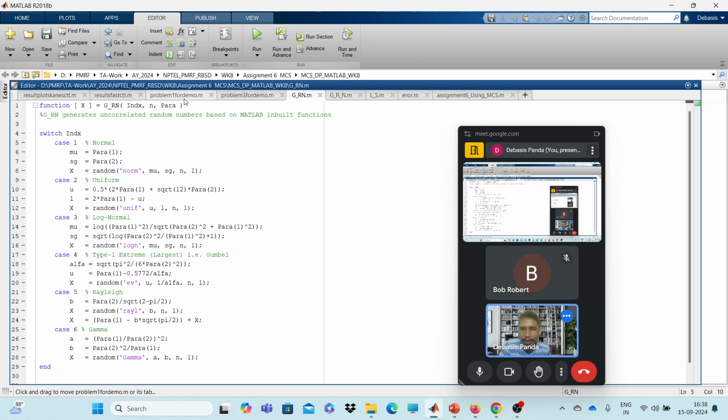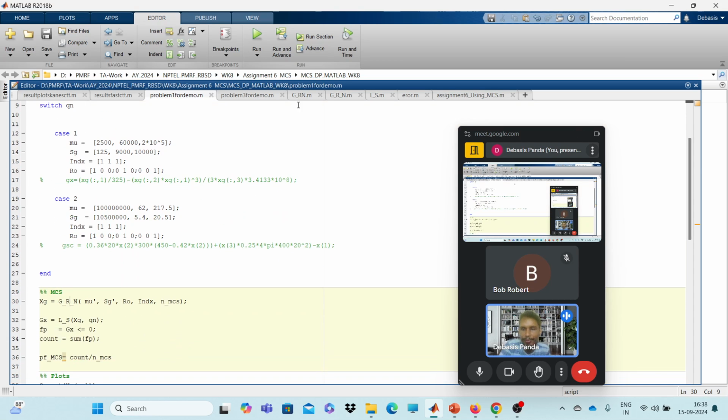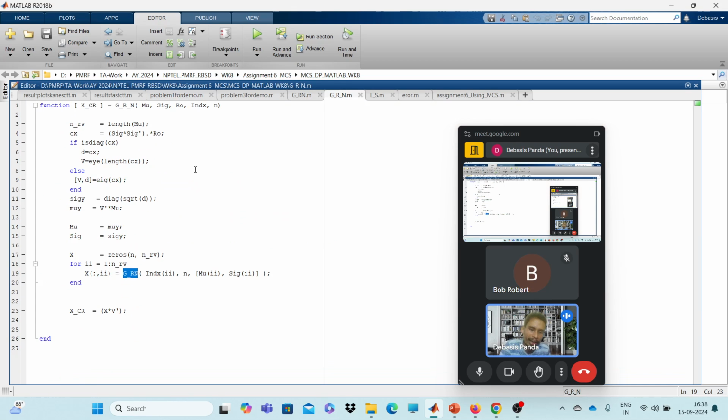So first, using all these values, this code will call the grn function file. And what that grn function file does, first it will uncorrelate the correlated random variables. That means first it will check my cx matrix, that means the rho matrix I have provided. Using that rho matrix the cx is formed, that cx is nothing but sigma square into rho, because the correlation coefficient rho is equal to covariance divided by sigma 1 into sigma 2. So covariance will be rho multiplied by sigma 1 and sigma 2. First it will check whether my covariance matrix is diagonal or not. If it is diagonal, that means it is uncorrelated. Don't need to go for any eigen operation. Else, if not, it will do the eigen operation.